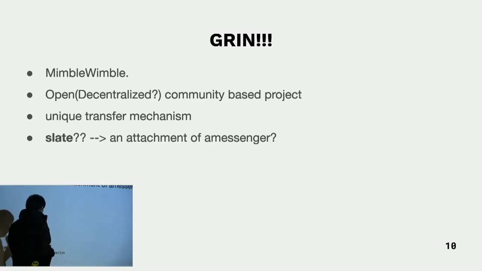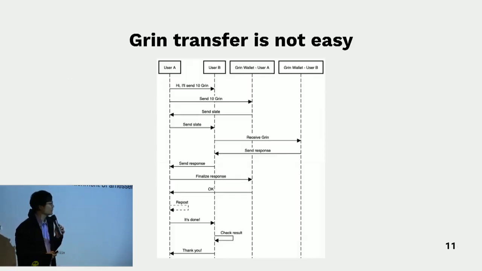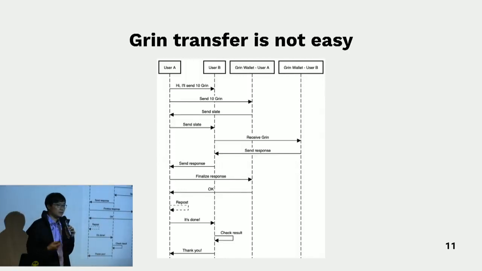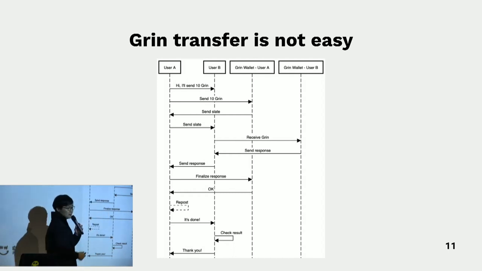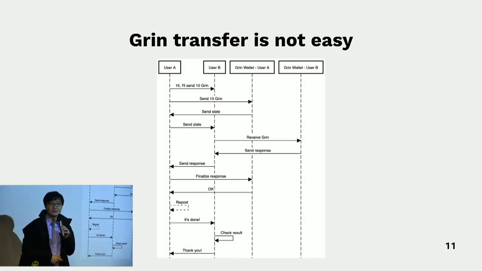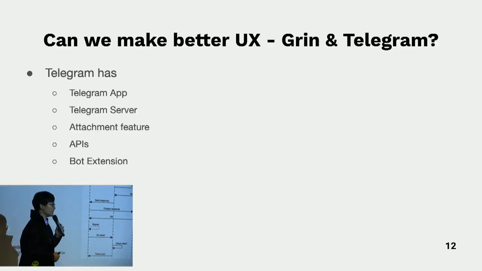And in the end, we found a slate, which reminded me of the attachment again. So I think that Grin can be another option for a messenger wallet. Another problem is that my partner said it's too difficult to send Grin to exchange with a friend, because this is a very simple outline of how Grin is sent from one user to another. Most of you are familiar with the situation, but most of the other people I talk with are a little uneasy on the user experience side. So I think that's the way it can be better.